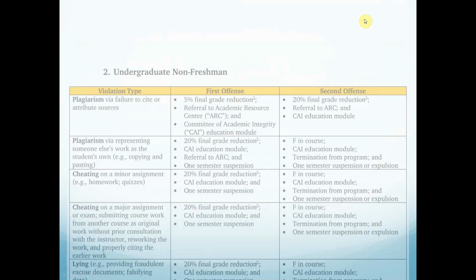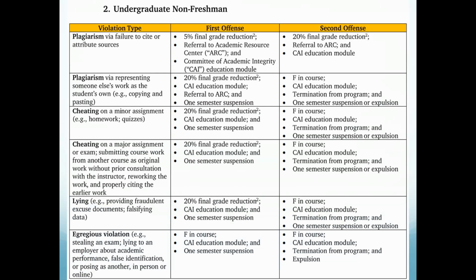It's even more strict if the student is a non-freshman, an undergraduate non-freshman. We won't go through every single one of these, but again, you can see that something like failure to cite or attribute sources, the first offense, if you're a sophomore, junior, or senior, could result in a 5% final grade reduction. Plagiarism, like representing someone else's work as your own, copying and pasting from the internet, can result in a 20% final grade reduction. If it happens a second time in the same course that semester, you can receive an F in that course, right? And then all the way down to being expelled, possibly, if this is a trend that continues throughout your university life.